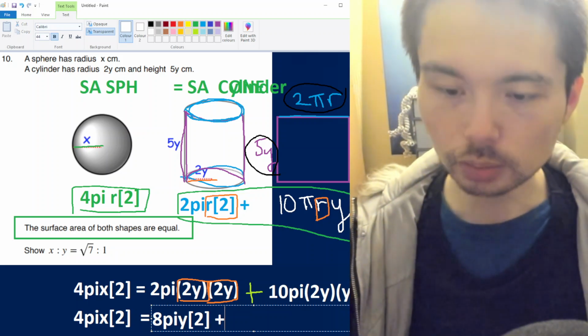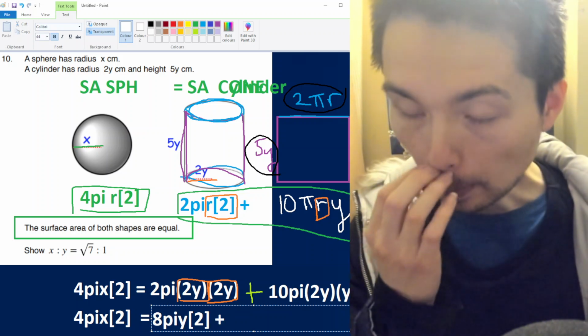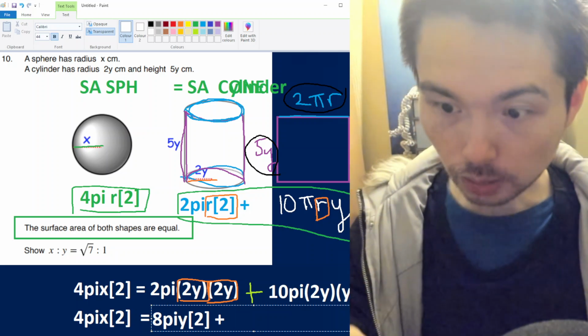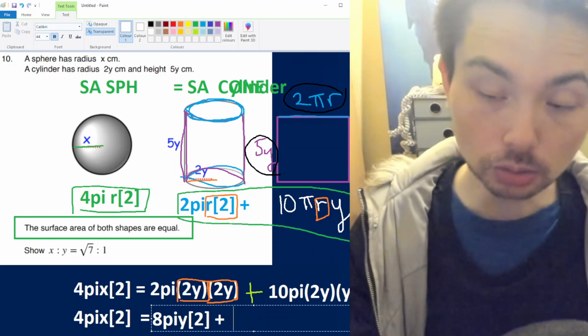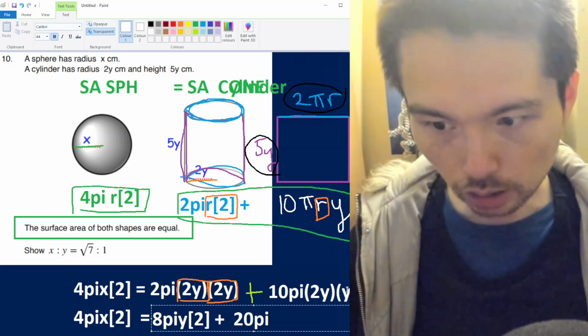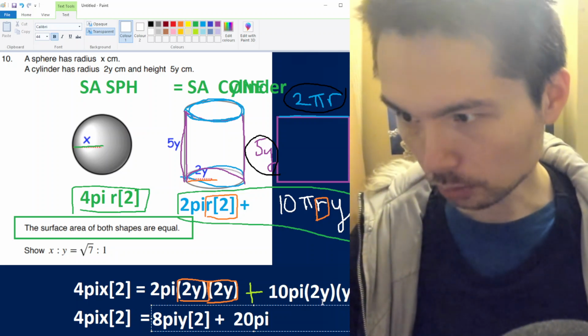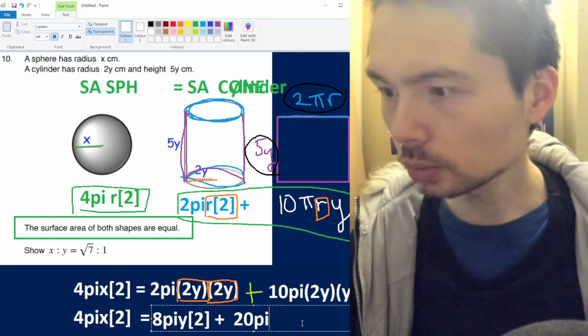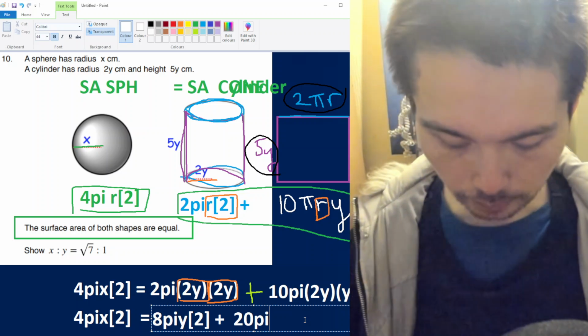Then we're going to plus, and then that bit. 10 times 2y times y. 10 times 2 is 20. The pi is still there, and y times y, that last bit here, that will be y squared.